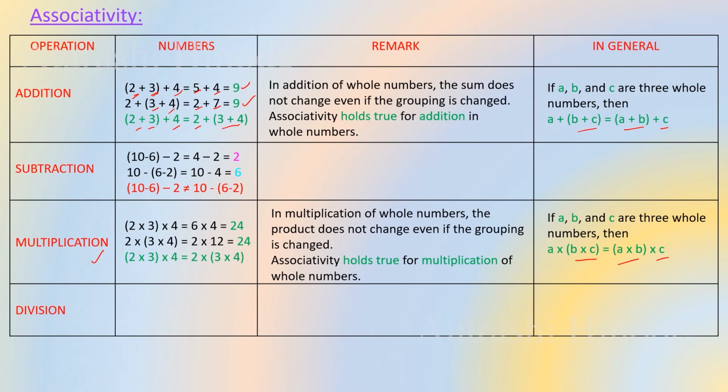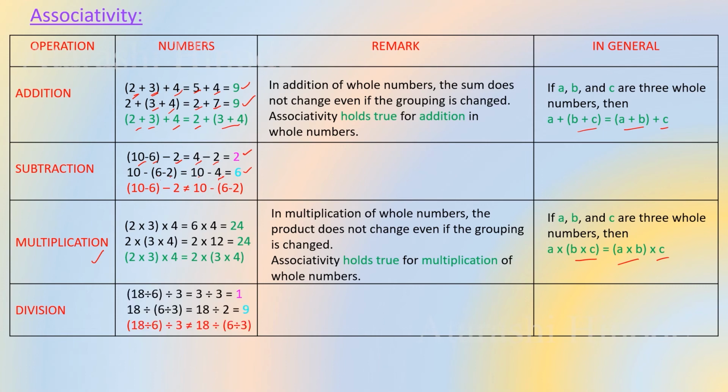Let us check for subtraction. Here the three whole numbers are 10, 6 and 2. First 10 and 6 are grouped. So 10 minus 6 equal to 4. Then again minus 2, that is 4 minus 2 equal to 2. Here 6 and 2 are grouped and 6 minus 2 equal to 4. Then 10 minus 4 equal to 6. Here the answers are different.